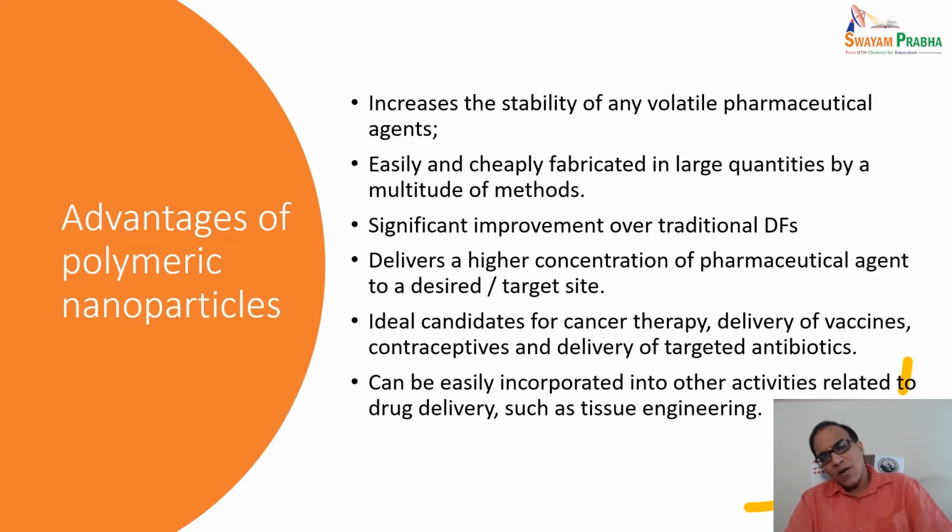Now, what are the advantages of polymeric nanoparticles? We can increase the stability of any volatile pharmaceutical agents with the help of nanotechnology. They are easily and cheaply fabricated in large quantities. This is a significant improvement over the traditional oral and IV methods of administration, for increase in effectiveness and efficiency. It delivers a higher concentration at the site of action or the desired location, and it is an ideal candidate for cancer therapy, delivery of vaccines, contraceptives, and delivery of targeted antibiotics. We can design different polymeric systems for these various therapeutic actions. Polymeric nanoparticles can be easily incorporated into other activities like drug delivery, tissue engineering, etc.